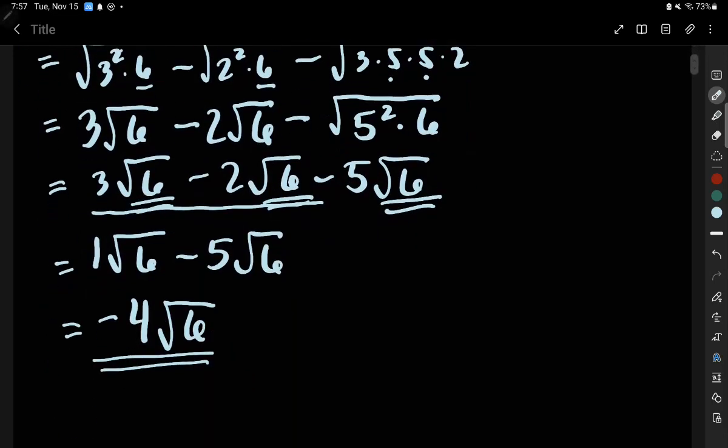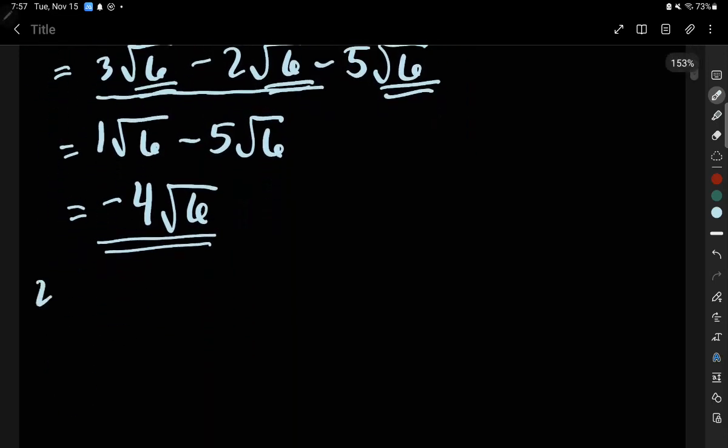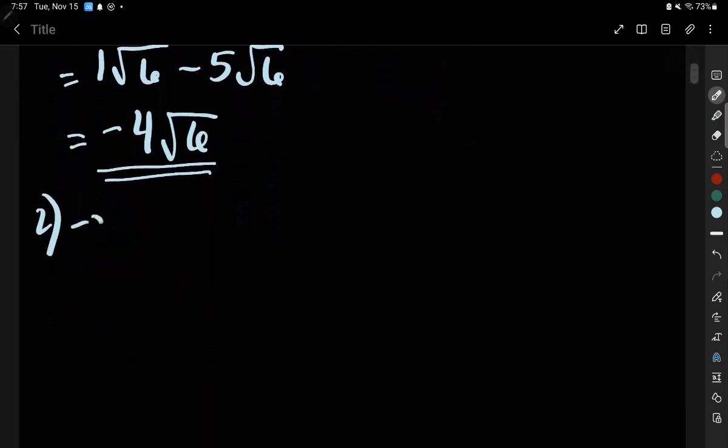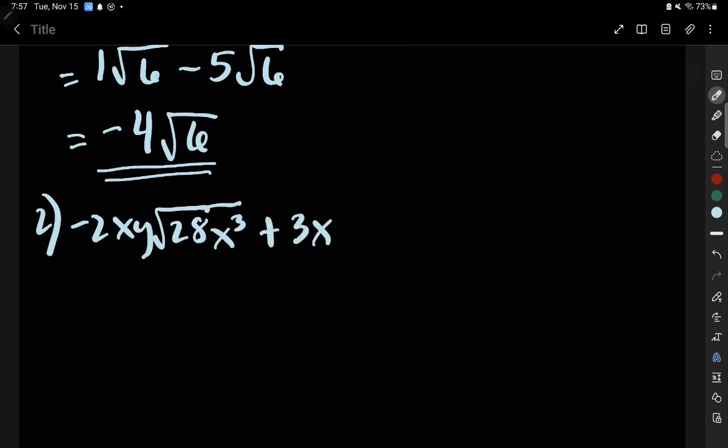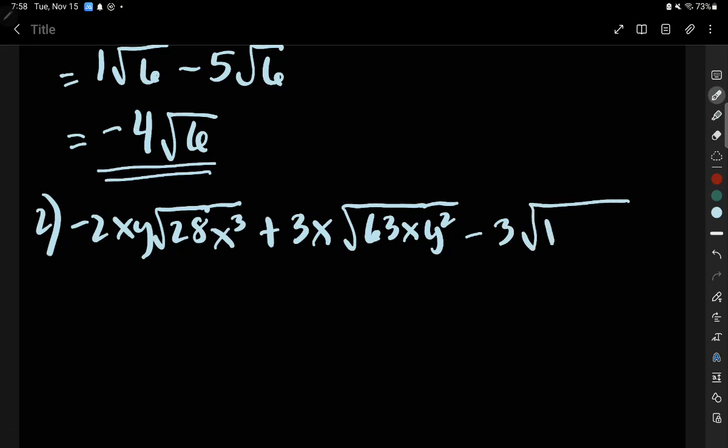So we'll have around 3 examples here. Number 2: negative 2xy square root of 28x cubed, plus 3x square root of 63xy squared, minus 3 square root of 112x cubed y squared.